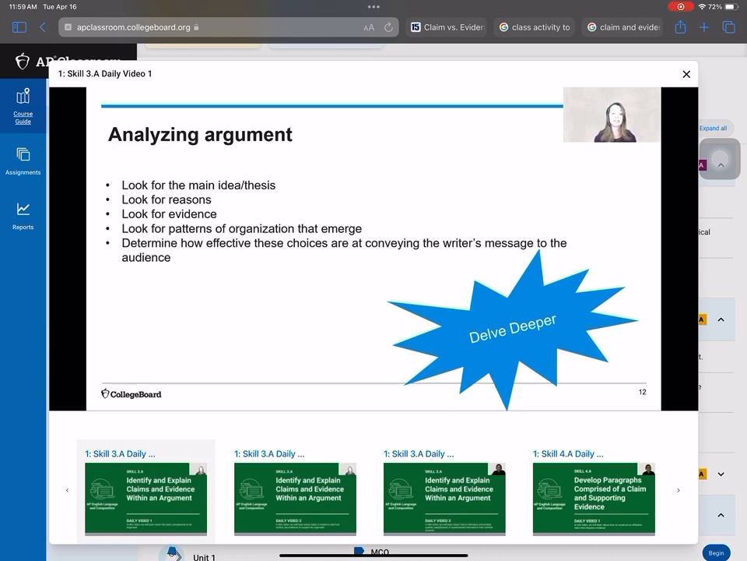So some of the things to remember as we analyze an argument: we want to look for that main idea or thesis, look for the reasons, look for the evidence, and maybe any patterns that emerge as we go through that, look for the organization. And then determine how effective those choices are at conveying the writer's message to the audience.